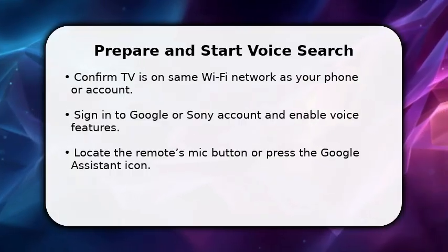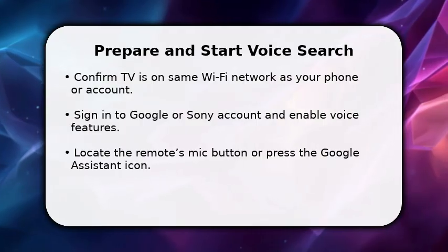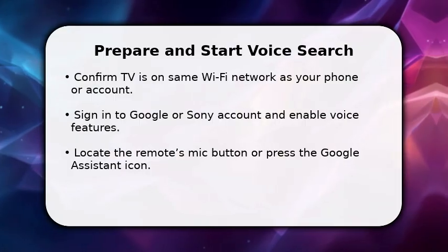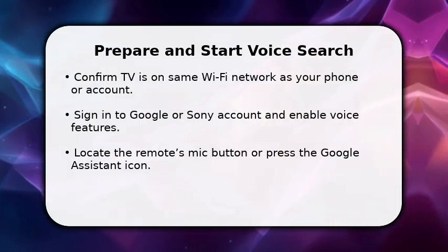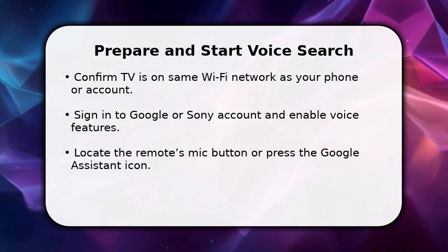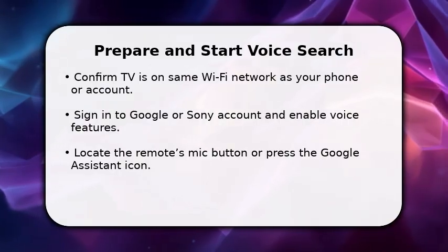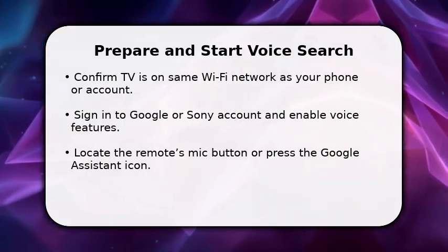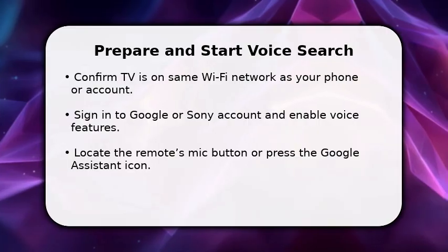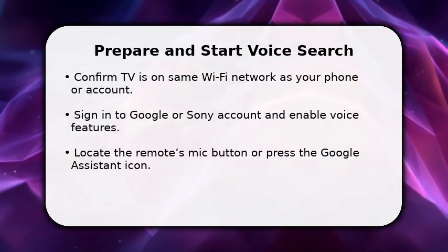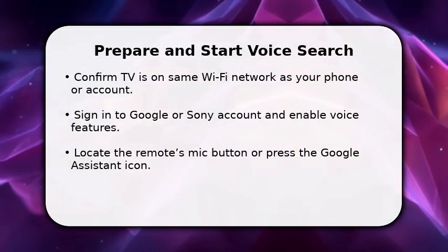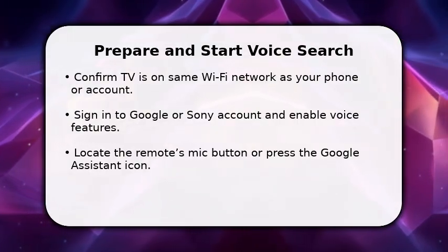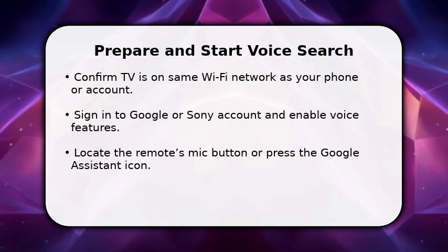You're ready to begin. Make sure the TV is online and you're signed into the correct account. This ties voice commands to apps and preferences. Once done, pick up the remote and find the microphone button or the assistant icon. That's your trigger. Press and hold to initiate listening, then speak clearly. Name the show, app, or action. You do this because the TV sends your request to the cloud for recognition. Reliable Wi-Fi and an assigned account speed results and personalized suggestions.